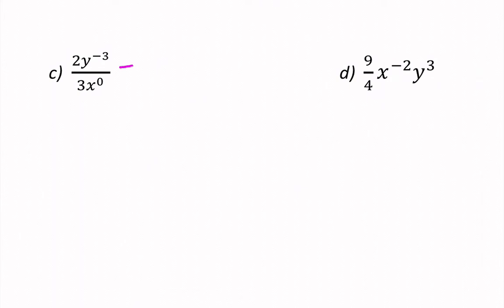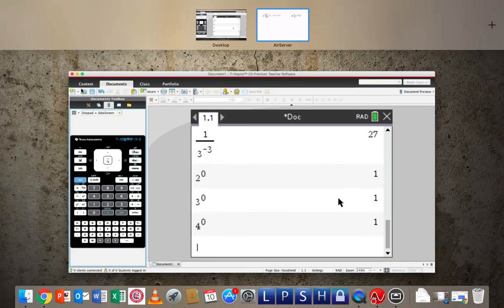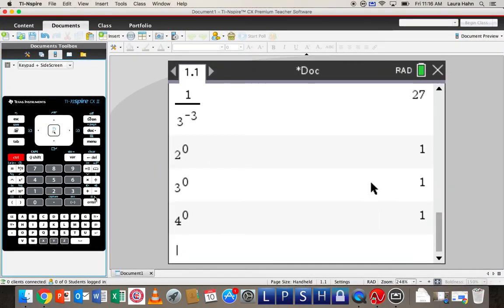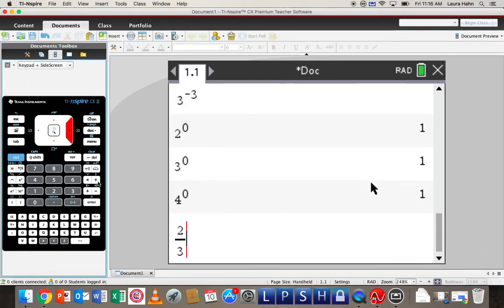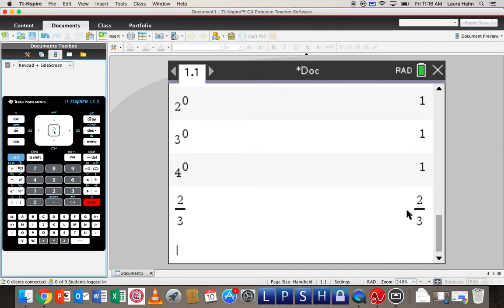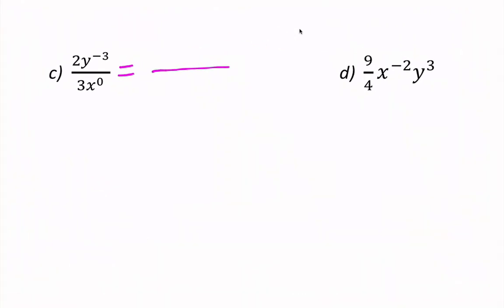Okay, it's already a fraction. So I'm going to deal with my constants first. I see a 2 on top. I see a 3 on bottom. Neither one of those have exponents. So I'm going to type in 2 divided by 3 in my calculator to see if it simplifies. Notice when I click enter, it shows the exact same thing. And that's because 2 over 3 can't simplify. It's just 2/3. So I have 2 on top, 3 on bottom.